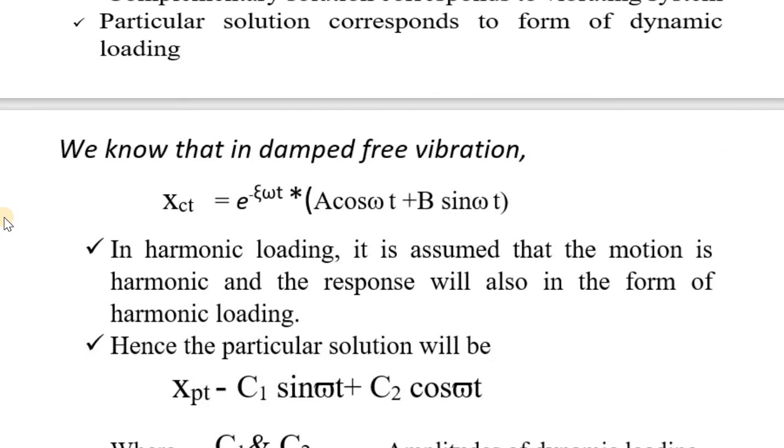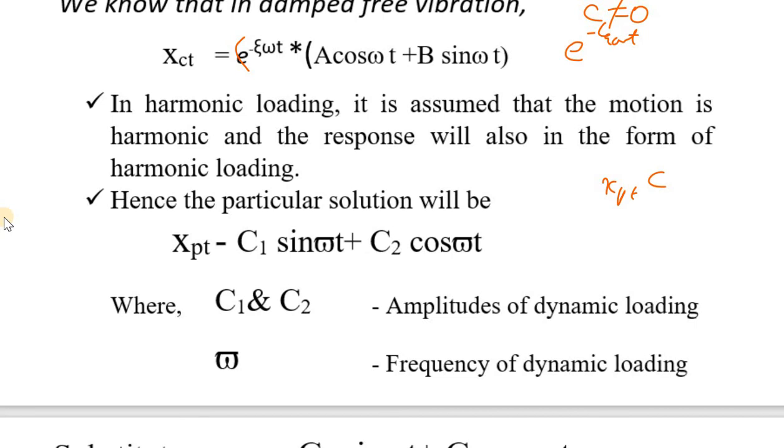Now you can see what is the change here. In the last case, since c is 0, the solution was a cos omega t plus b sin omega t. Instead of that, another term is also there, e raised to minus epsilon omega t, which we have studied earlier. And x_p of t was only one constant c in the last case, but here, since damping is also there, we have c1 sin omega dash t plus c2 cos omega dash t. This will be our starting.